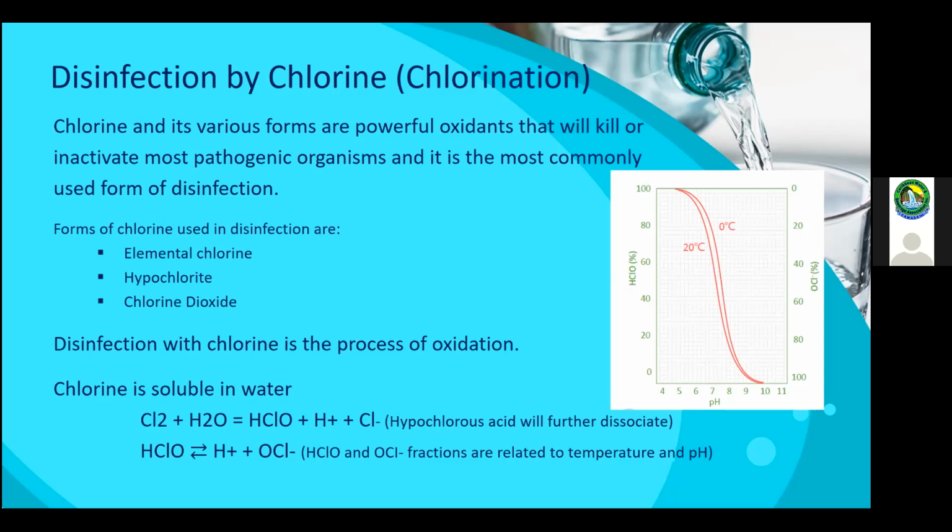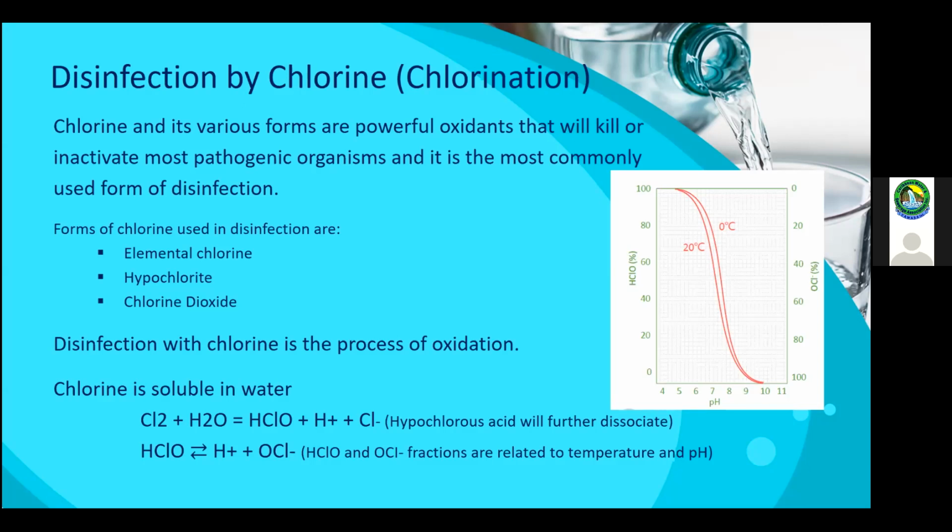The forms of chlorine that are used in disinfection are elemental chlorine, hypochlorite, namely sodium hypochlorite and calcium hypochlorite, and chlorine dioxide. So disinfection with chlorine, the chemistry that takes place, occurs by a process of oxidation. So your chlorine is soluble in water.